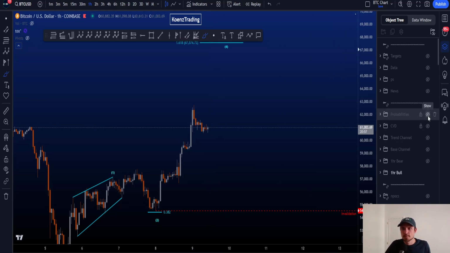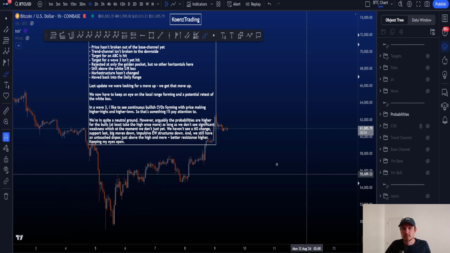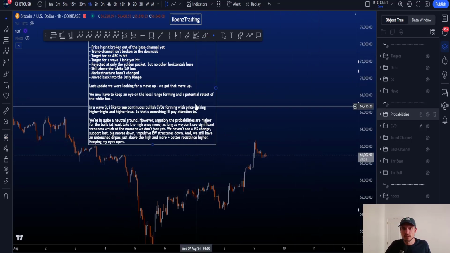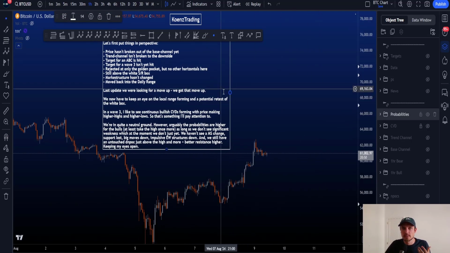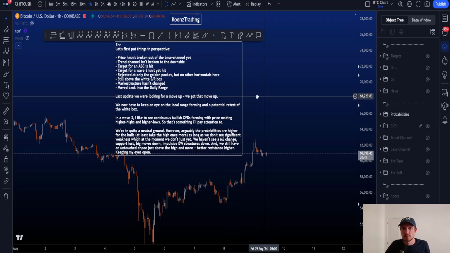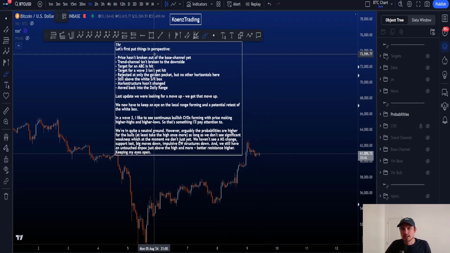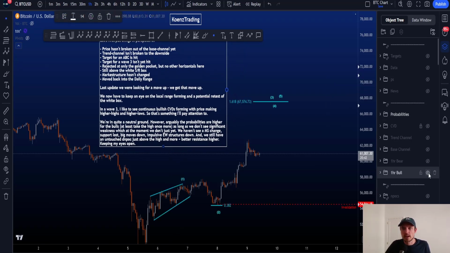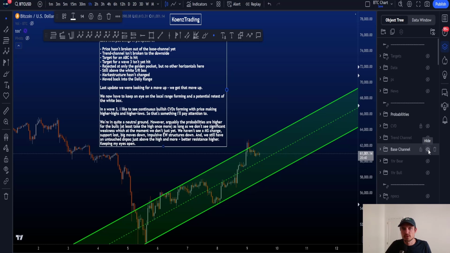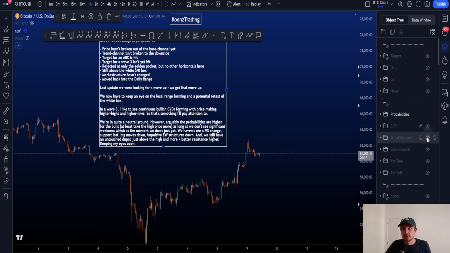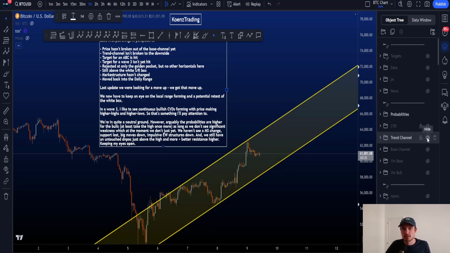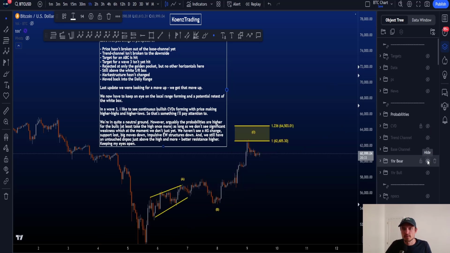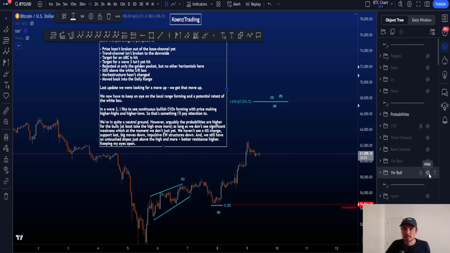If we then finally look at the probabilities of the different scenarios, I have a little bit of a story for you because I do like to add some context. So on the 1 hour time frame, what are the probabilities? Let's put some things in perspective. Price hasn't really broken out of the base channel just yet. The trend channel is not broken to the downside. The target for an ABC is hit. The target for a wave 3 is not yet hit.